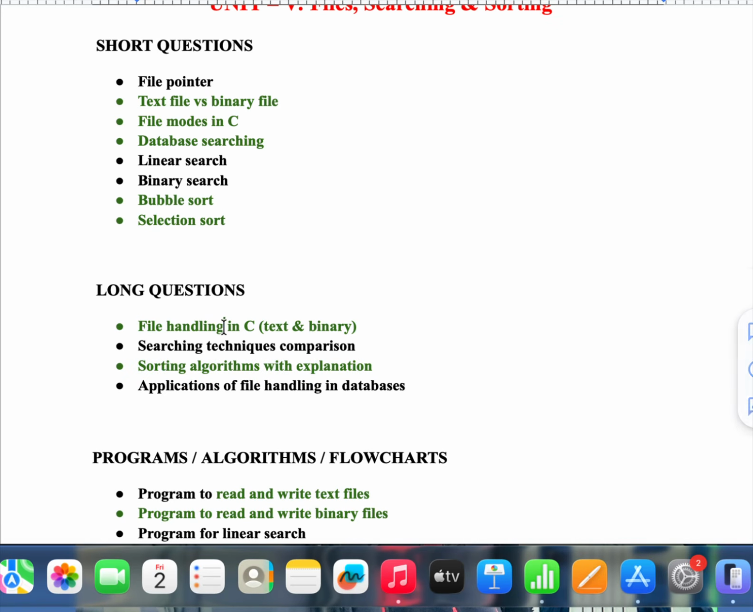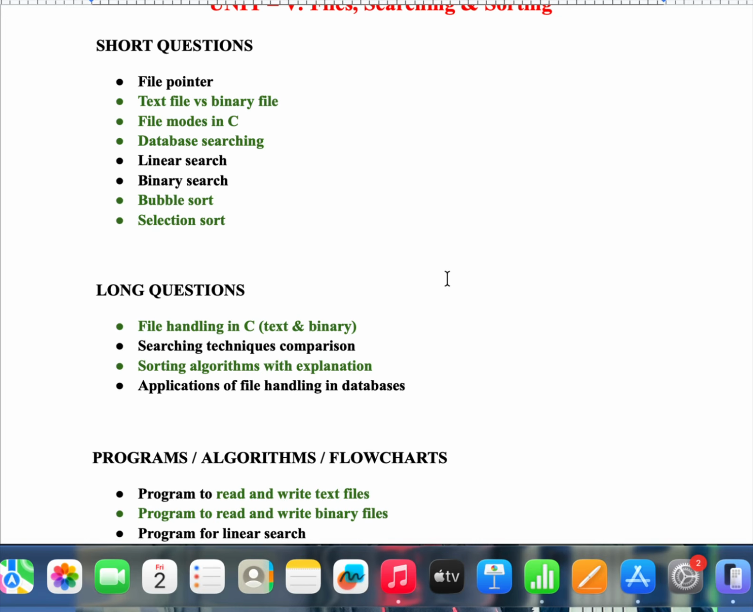When file handling is given in the syllabus, you need to write about text and binary, as well as you need to write its applications also, and a small program related to text and a small program related to binary as an example. Even if it is not asked, you are supposed to write.